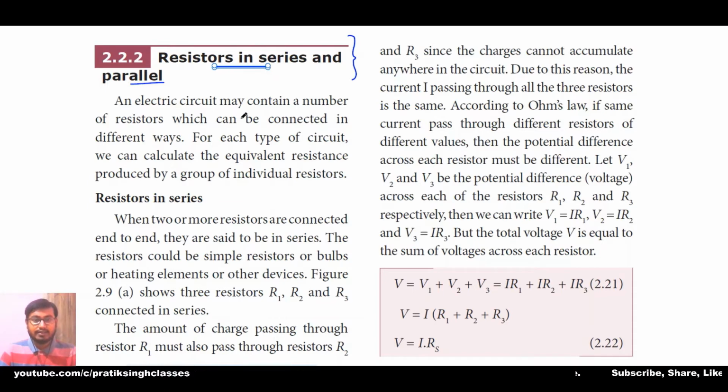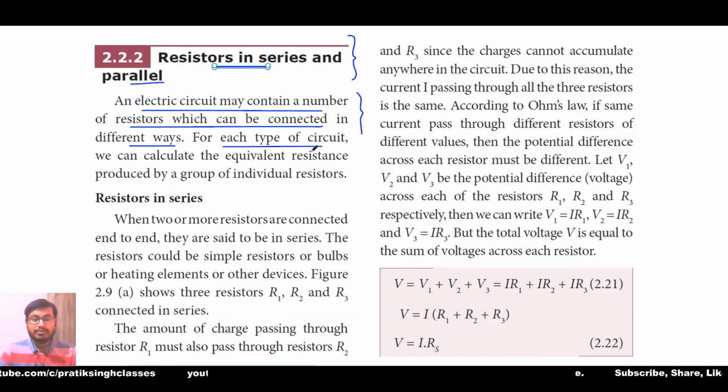So let us start. An electric circuit may contain a number of resistors which can be connected in different ways. Even a wire from which current flows is a resistor. Whatever material from which current flows, whether in very high amount or in less amount or least, it is called a resistor. There may be different kinds of connections like parallel form, series form, star form, bus form. In this chapter we will study only series connection and parallel connection.